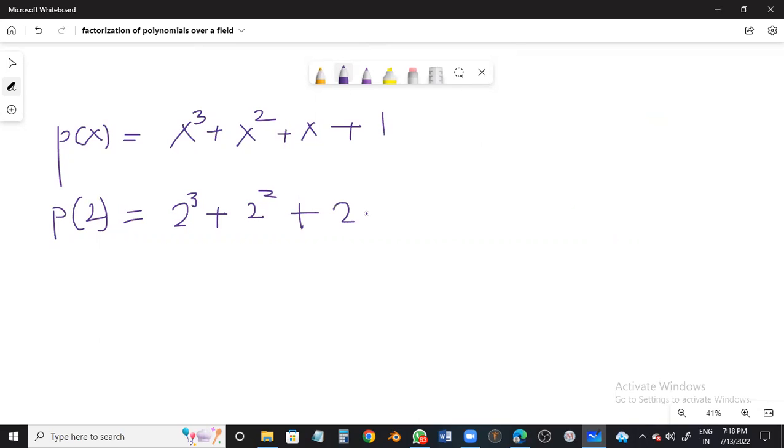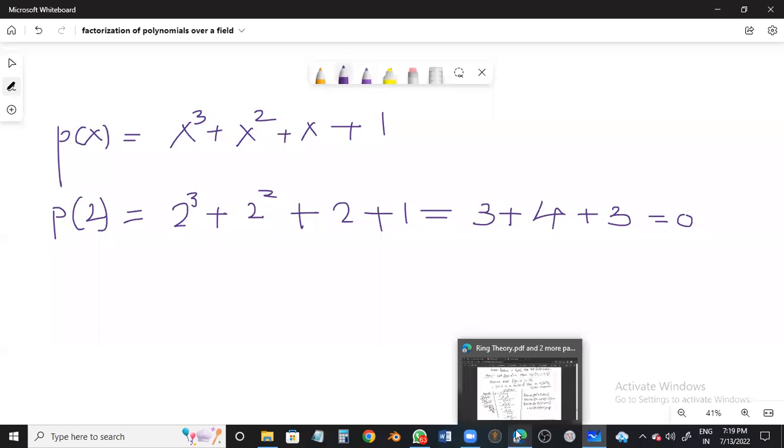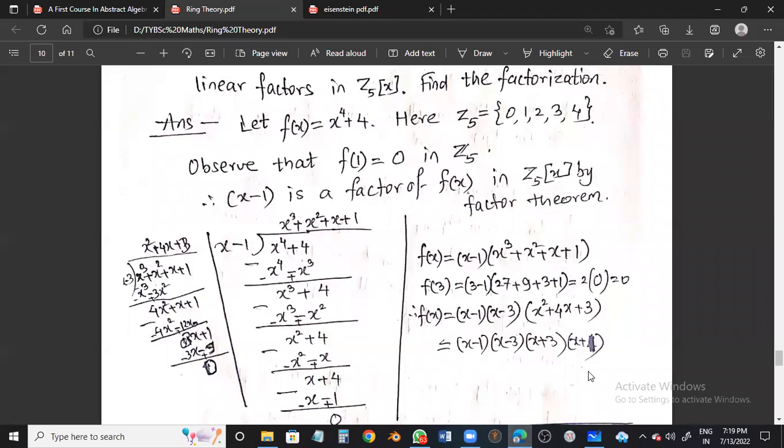So immediately, can anybody tell me what is the answer? 2 cube for me is not 8, it is 3. 2 square is 4, no doubt. And you have plus 2 plus 1. So I may call it as 3. So what do you have? 6 plus 4 is 10. 10 is a 0. Can you say it is a 0? So 10 is nothing but a 0 for us. So ultimately, you are going to get x equal to 2 as a factor.